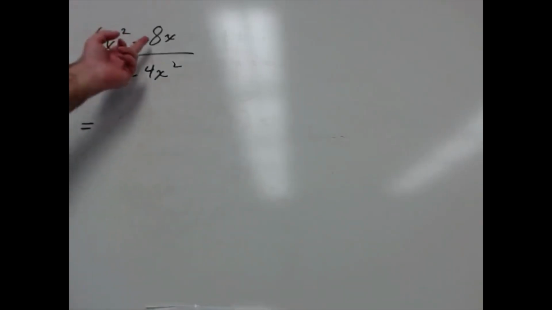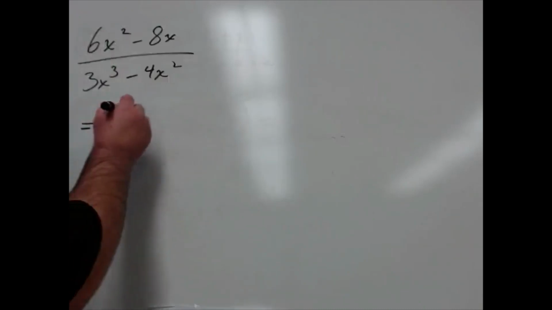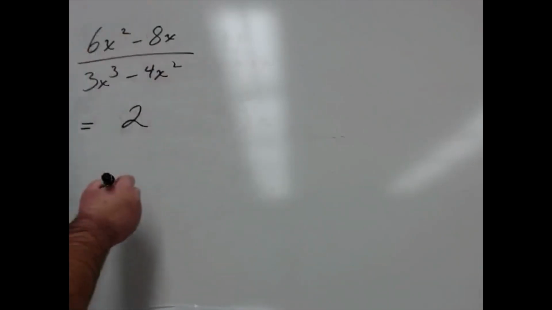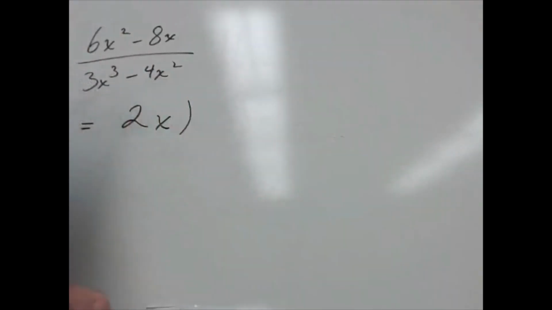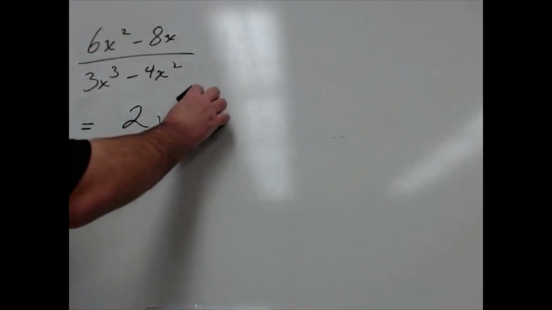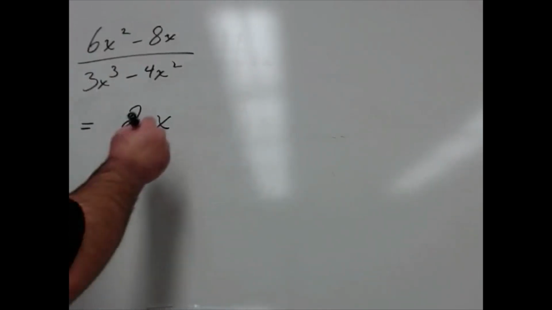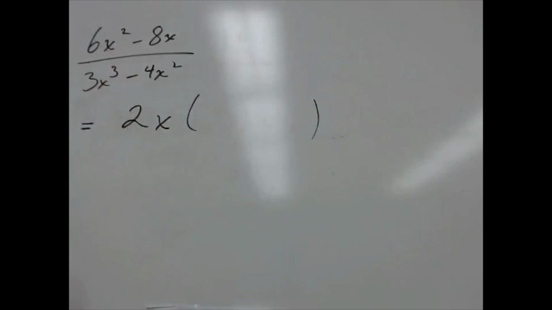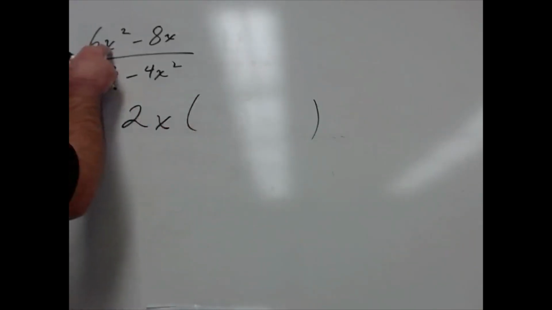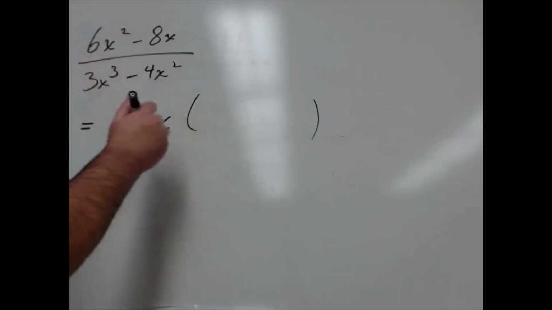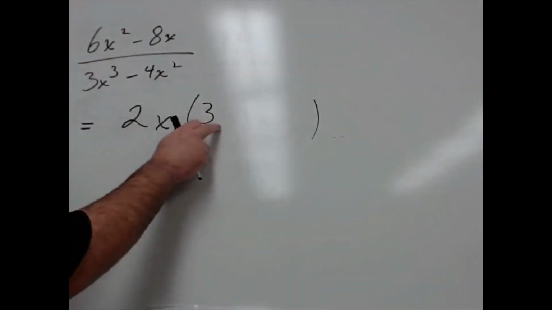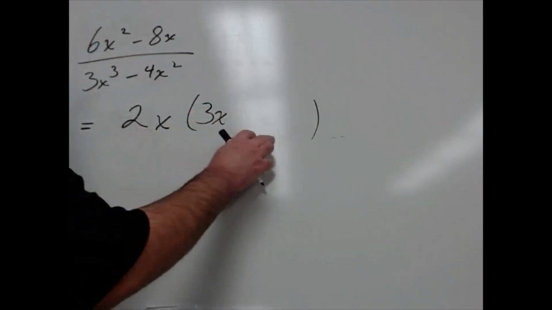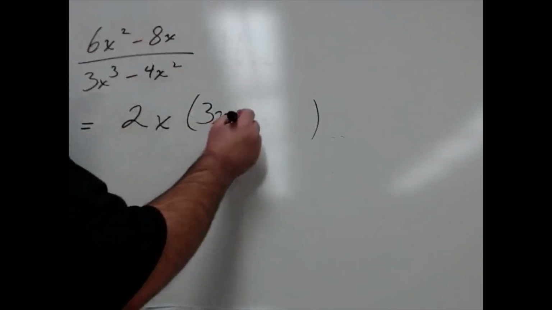So 6 and 8. Well, both of those numbers are divisible by 2, so my common factor will be 2. x squared and x, they both have an x, so my common factor in the numerator is 2x. So now to find out what goes inside the bracket, I need to find out what multiplies by 2x to give me 6x squared minus 8x. So 2x times what gives me 6x squared? Well, 2 times 3 gives me 6. And then x times x gives me x squared. Okay, now 2x times what gives me negative 8x? Well, that should be negative 4.